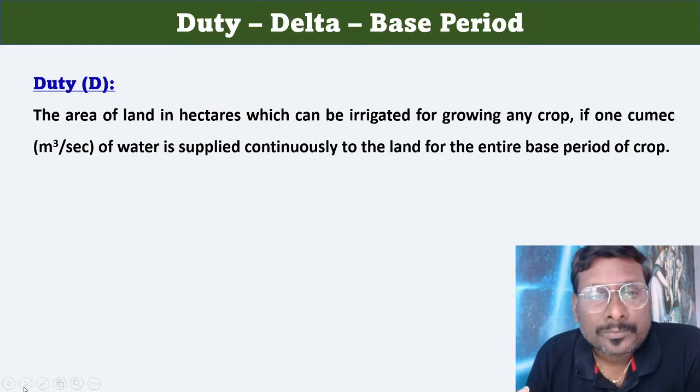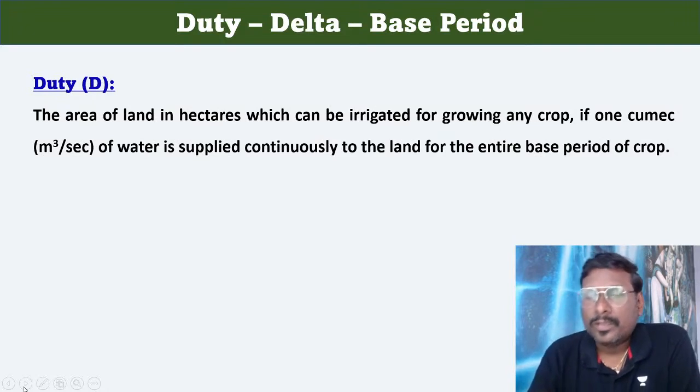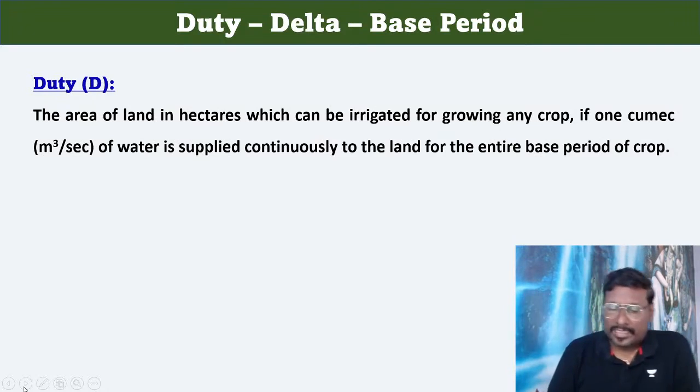Duty: the area of land in hectares which can be irrigated for a growing crop if 1 cumec of water is continuously supplied. So I will tell you easily.